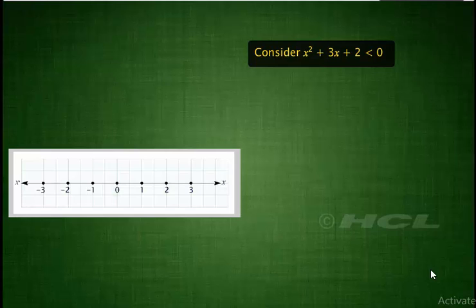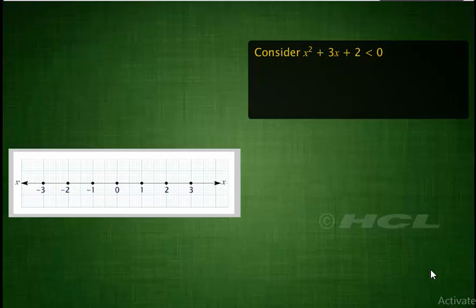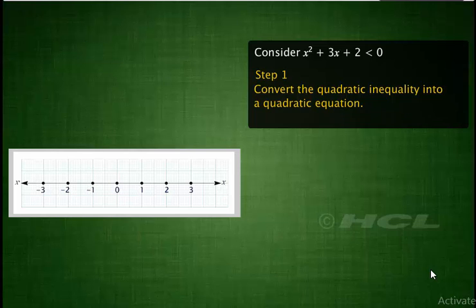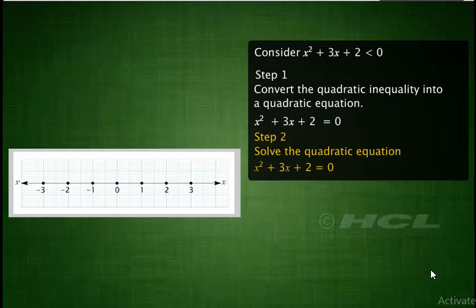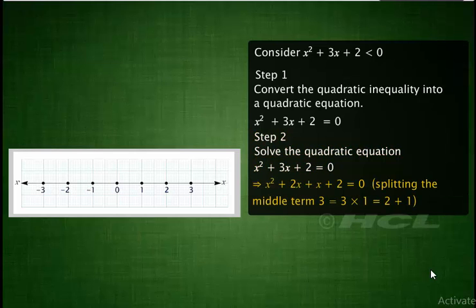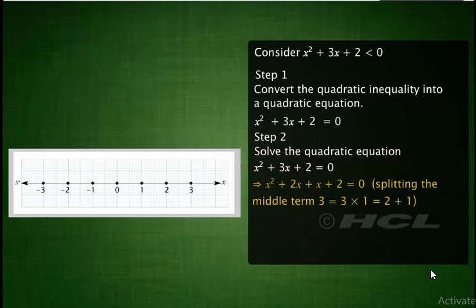Consider a quadratic inequality x squared plus 3x plus 2 less than 0. First, convert the quadratic inequality into an equation by replacing the inequality symbol less than with equality sign as shown. Next, solve the quadratic equation by splitting the middle term. The roots of the given equation are x equals -1 and -2.